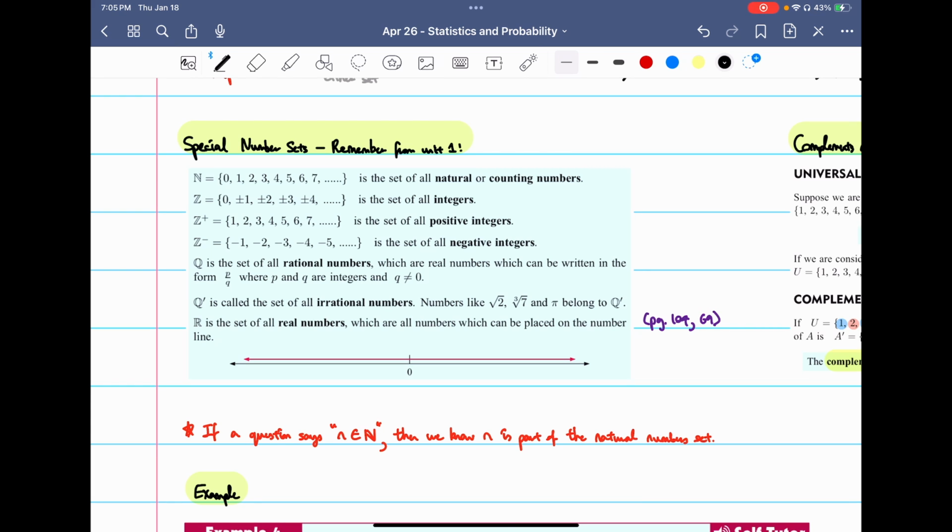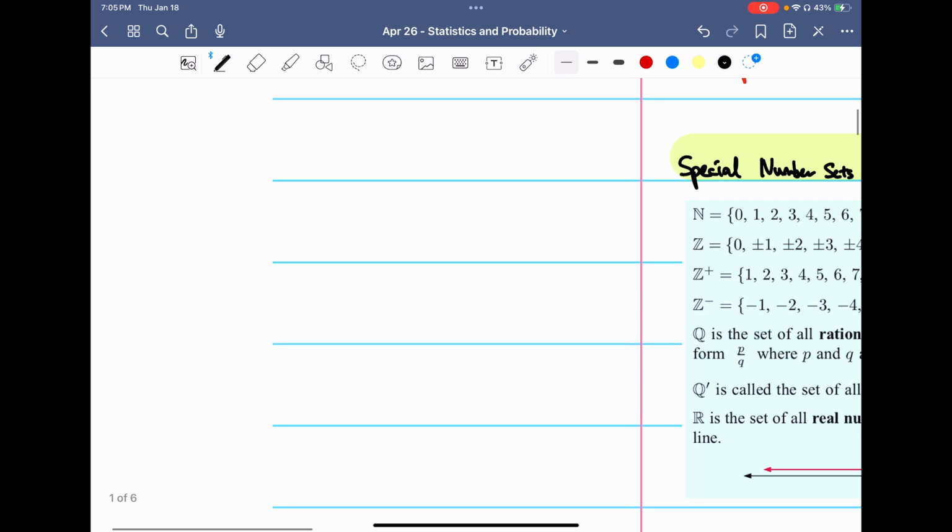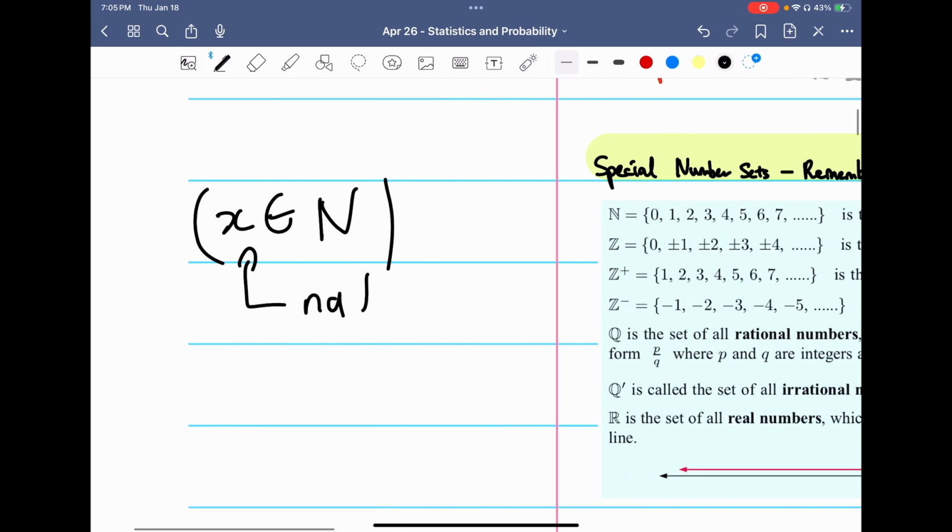Remember from Unit 1. Yes, I have already introduced this topic in the Unit 1 video, so I'll skim through it real quickly, but these are just sets of numbers that mathematicians agreed a certain letter normally represents. Obviously, if the question tells you otherwise, it can change, but normally if there's a question noted this way, it means that x is a natural number.